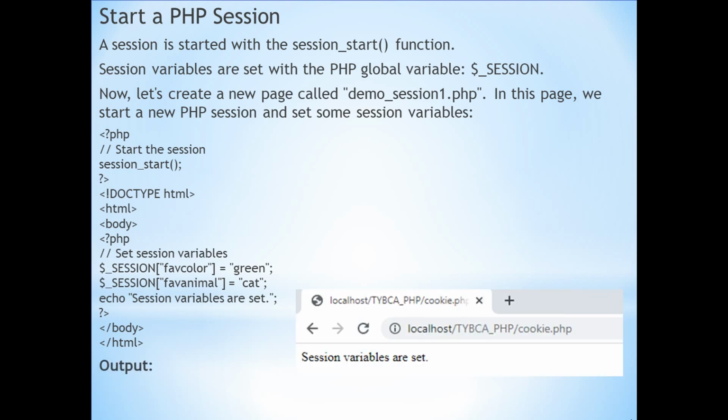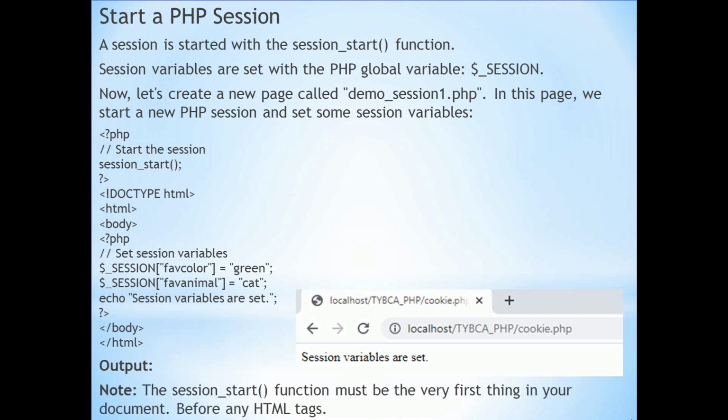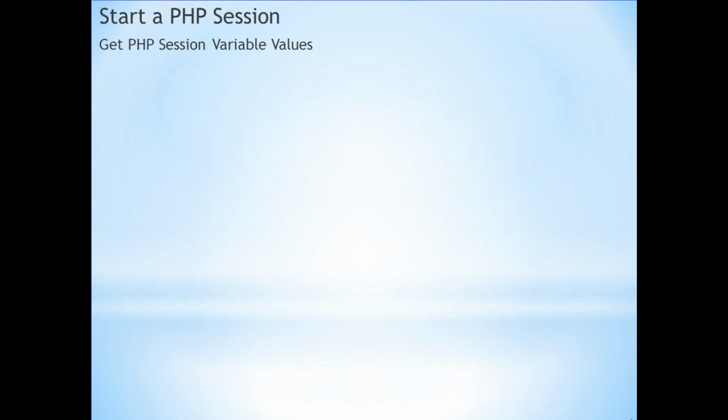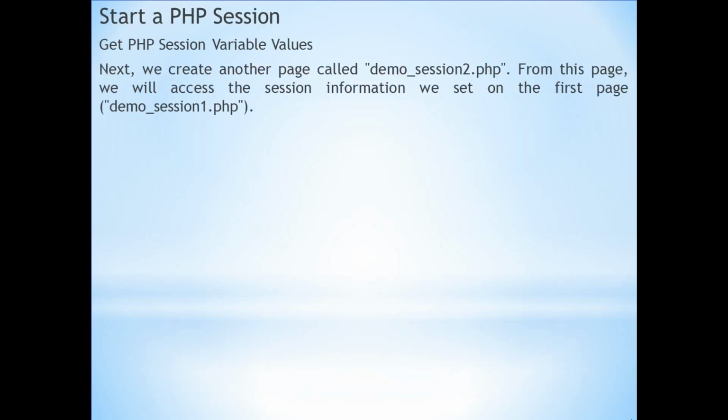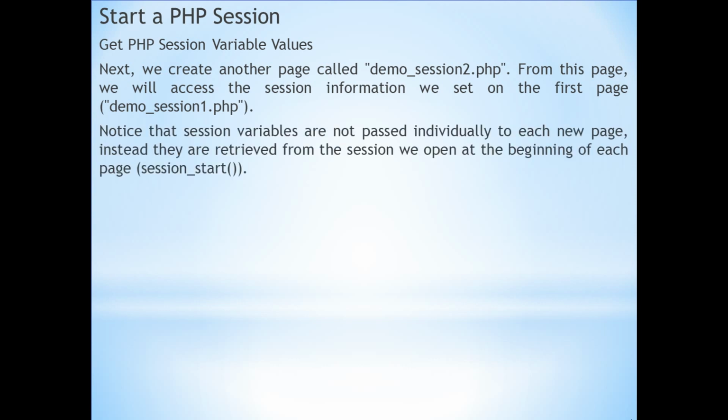Session variables are set. Note here, the session_start function must be the very first thing in your document, before any HTML tags. Start a PHP session, get PHP session variable values. Next we create another page called demo_session2.php. From this page we will access the session information we set on the first page. Whatever we have set on the first page, we are going to access over here.